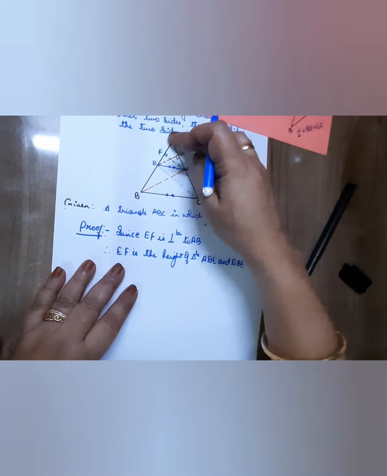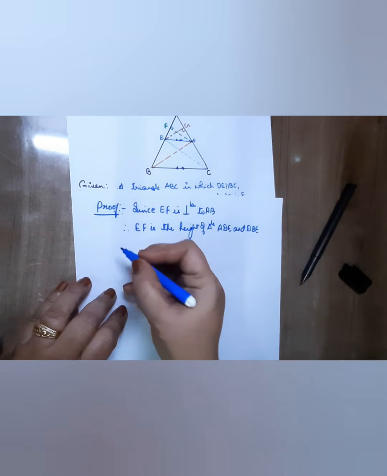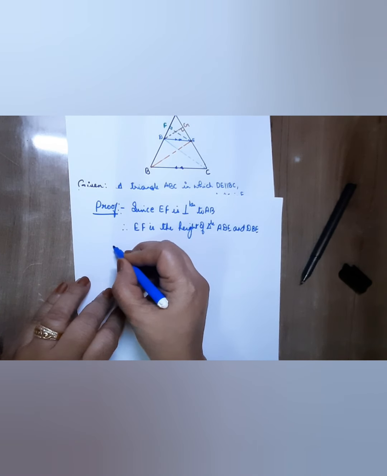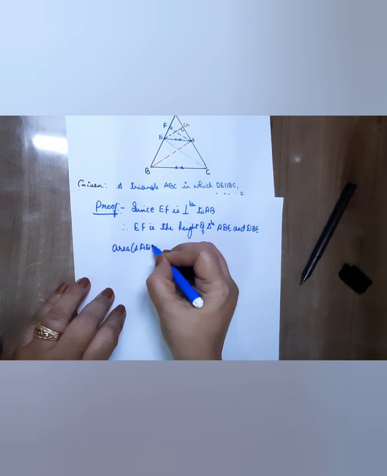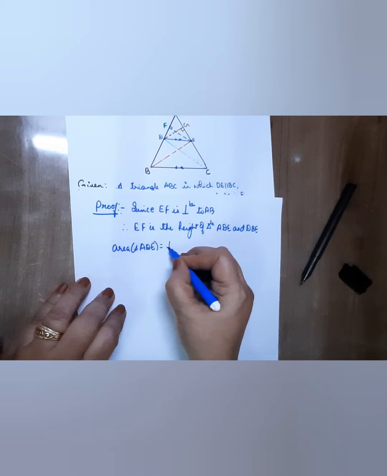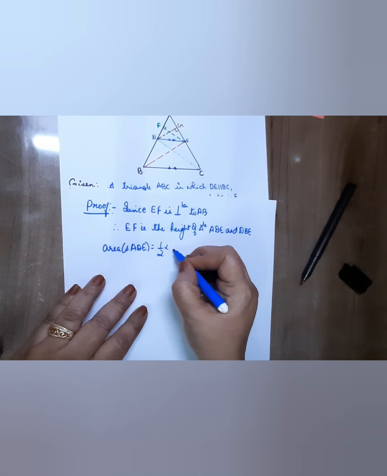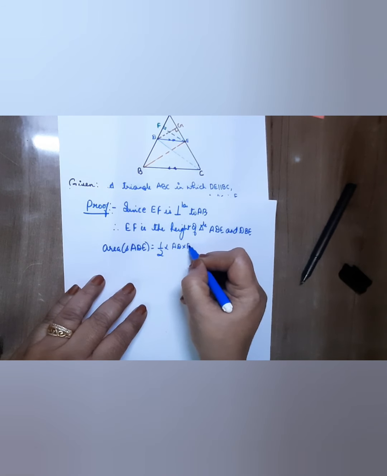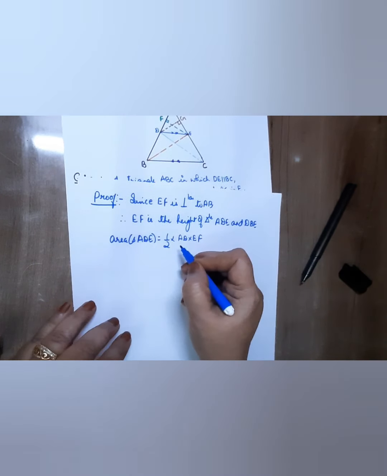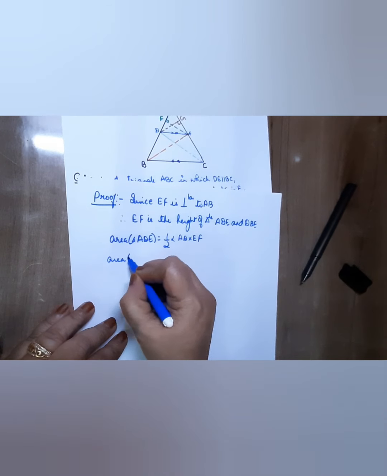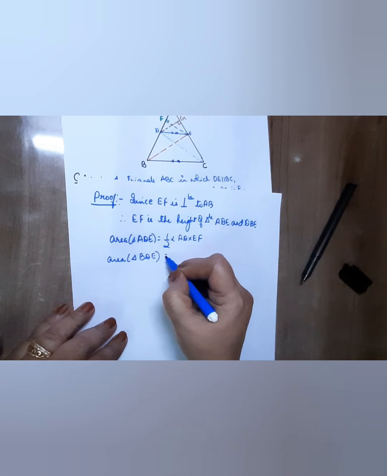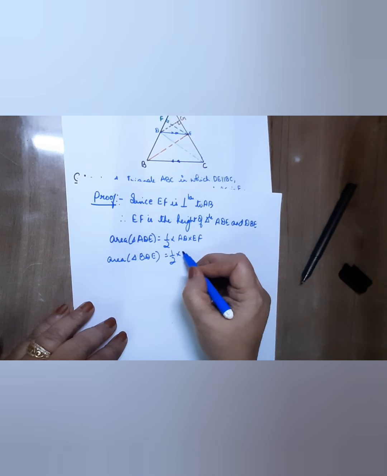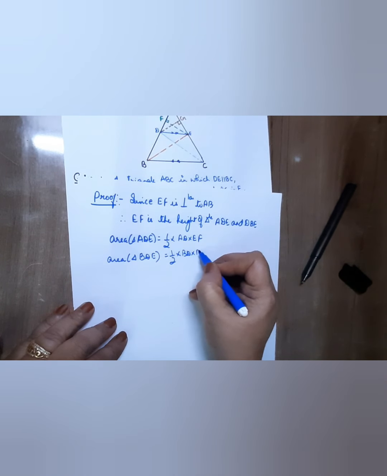First we will take ADE. So let us write it. Area of triangle ADE is equal to half base into height. Base here we will take AD into EF, which I showed you, and then area of triangle BDE will be half again BD into EF.